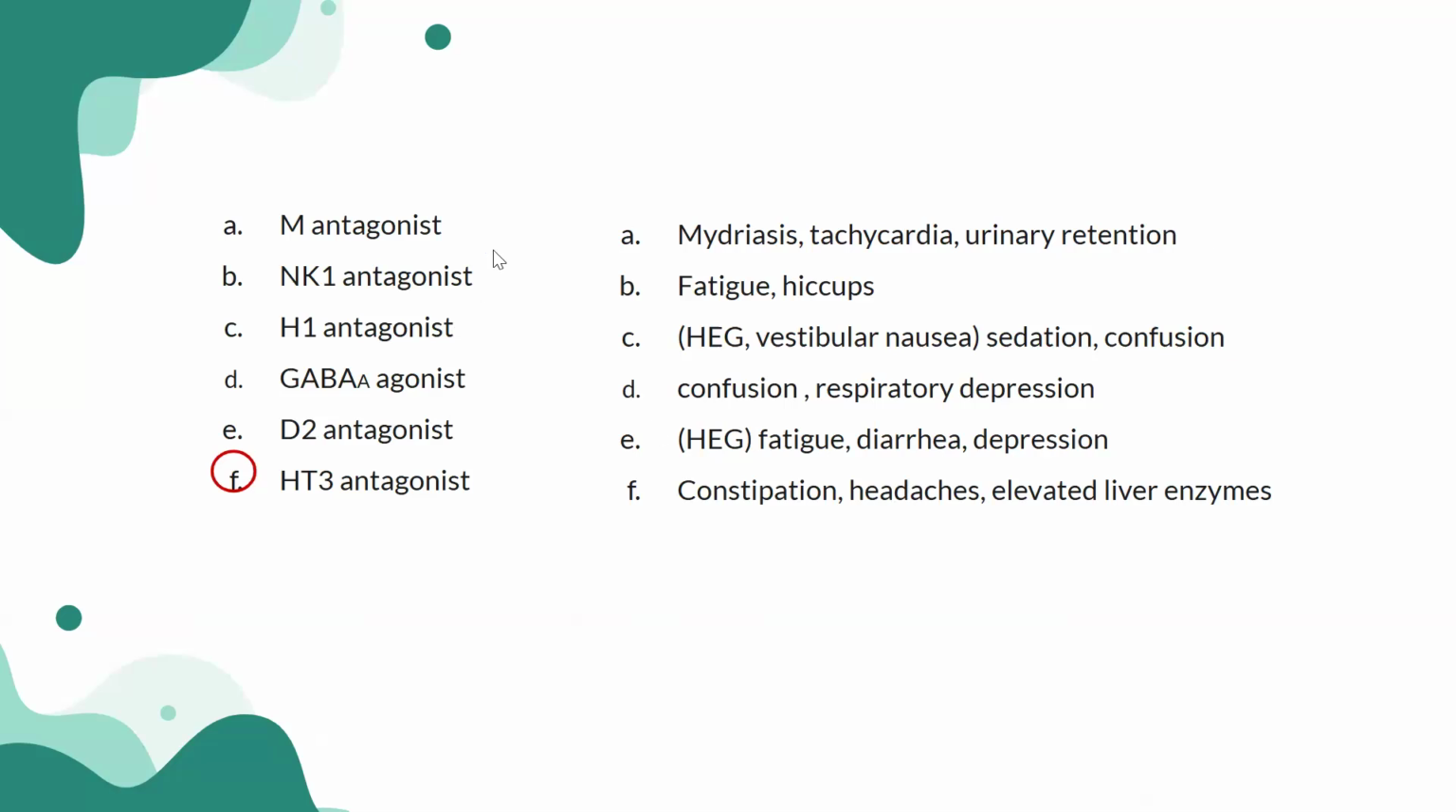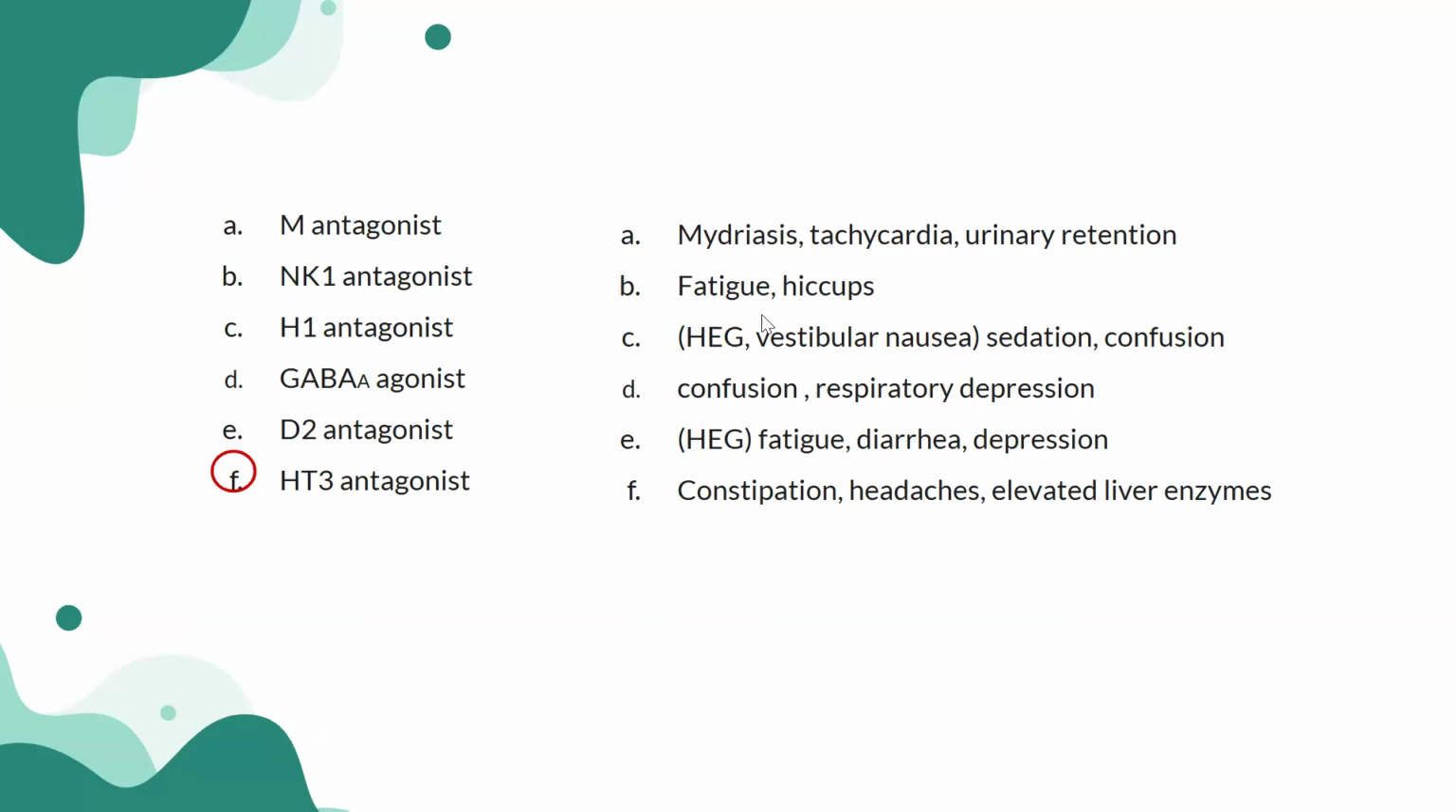The next we have is a neurokinin antagonist, right? So the neurokinin antagonist most likely will give you fatigue and hiccups. You're not going to get constipation. You're not going to get headaches with neurokinin antagonists. Next, we have histamine antagonists.